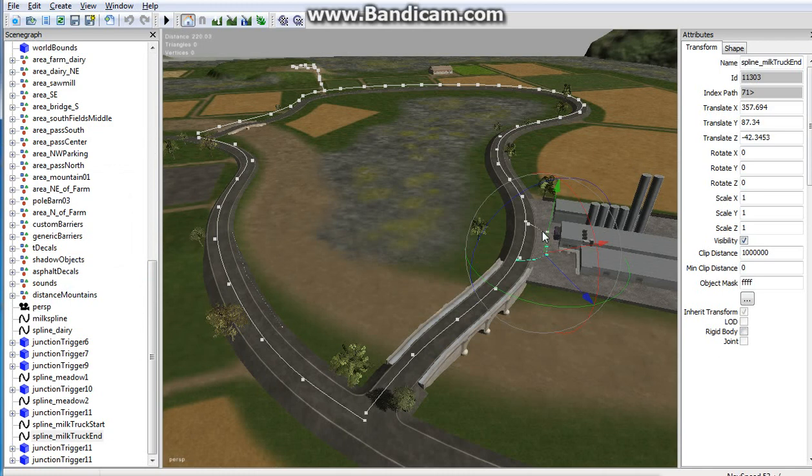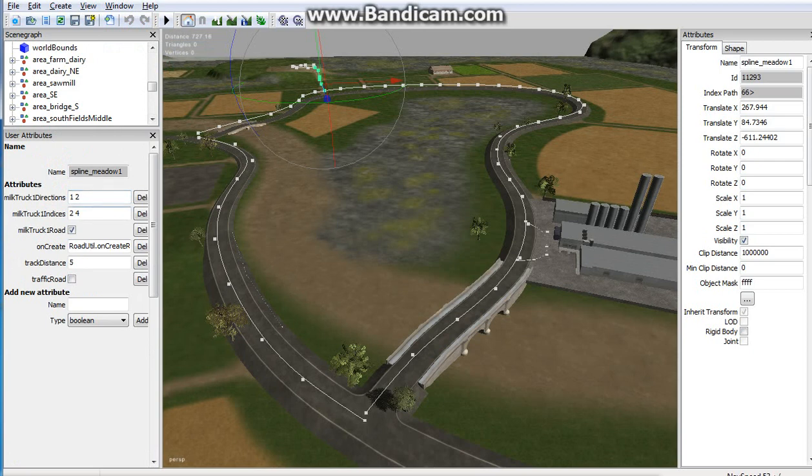Okay, let's take them one at a time here again. Milk truck start is zero. Spline dairy, this stretch here is index two. Metal one is index three. See the user attributes, and this is also used twice. But here you'll notice there's a 2 when he comes back. This indicates a change in direction. 1 going to the cow zone, 2 coming out of the cow zone. Number 2 index going in. The next loop is 3, so coming out is index 4.